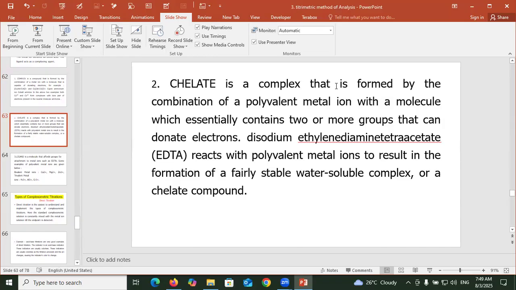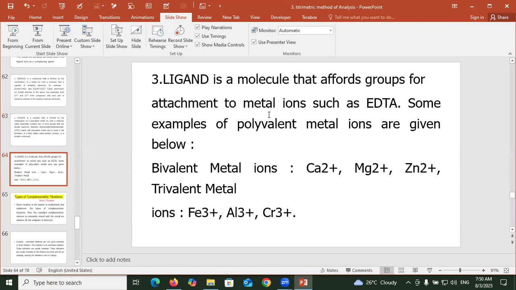Chelate is a complex that is formed by the combination of a polyvalent metal ion with a molecule which essentially contains two or more groups that can donate electrons. Disodium ethylene diamine tetraacetate, EDTA, reacts with the polyvalent metal ions to result in the formation of a fairly stable water-soluble complex or chelate compound. A ligand is a molecule that affords groups for attachment to metal ions, such as EDTA. Some examples of polyvalent metal ions are given below: bivalent metal ions, trivalent metal ions.